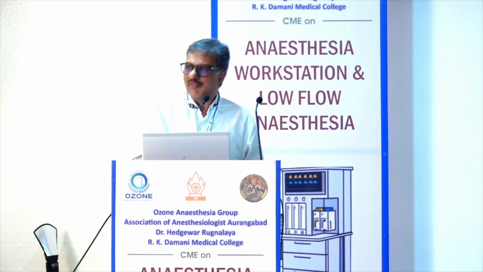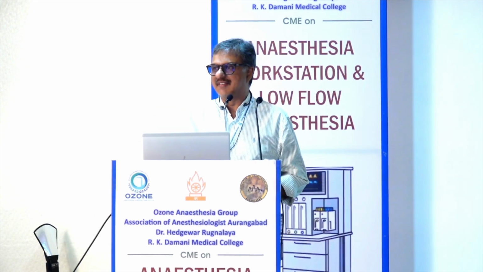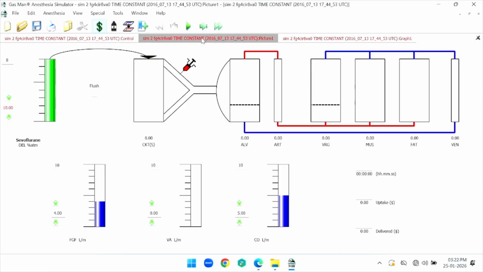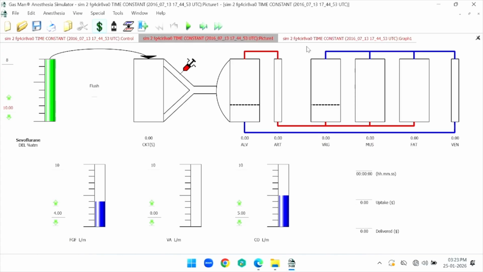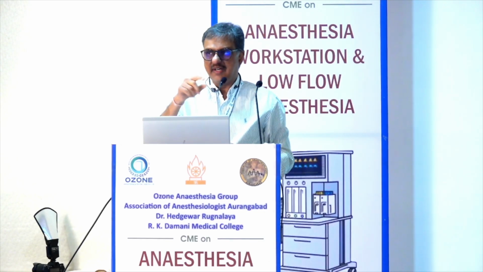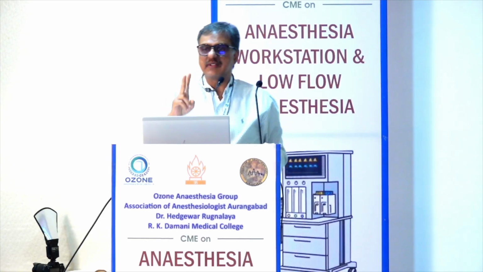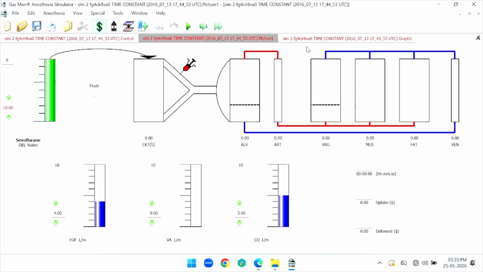Now we'll change it. What we'll do, we'll keep the flow 4 liter and we'll see what happens. So now CO 10%, FGF 4 and circuit volume 8. Okay? Again bookmark. So what will be the time constant? 8 divided by 4, 2. So what will be the 3 time constant? 6. So at the end of 6 minutes, means 3 time constant, circle should have 95%. And 12 minutes, circle should have? Let's see.